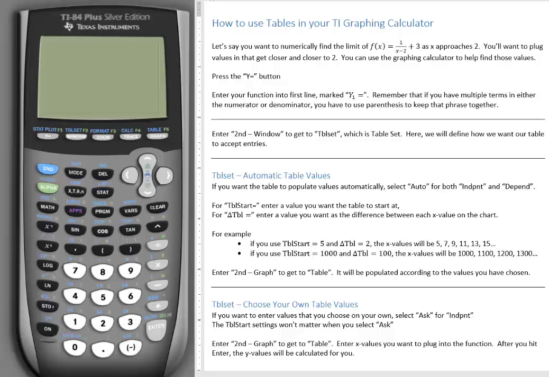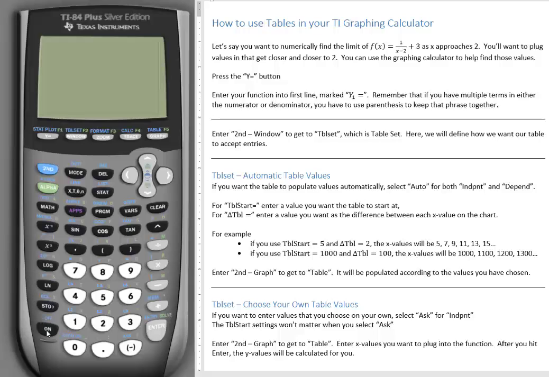So let's say you want to numerically find the limit of a function as it approaches a certain value. Well, you want to plug in values that get closer and closer. And so that means you're going to have to plug in several numbers. And let's make this easier on ourselves by using the calculator to do it.